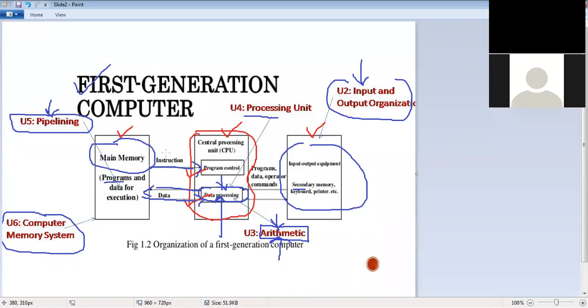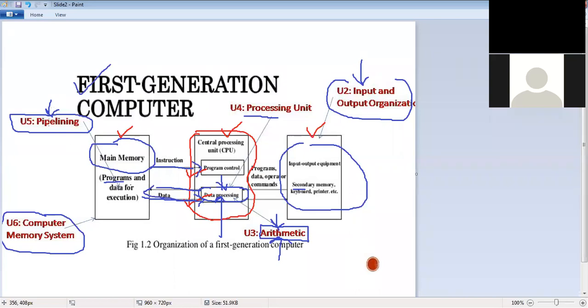The role of the processor is to fetch those instructions one by one and make them available to the program control unit. The program control unit will decode it and generate the control signals for the data processing unit, and the data processing unit will further execute the instructions, and if required, the result is again stored back into the main memory.